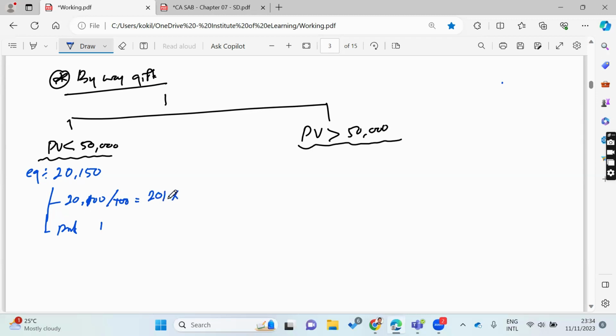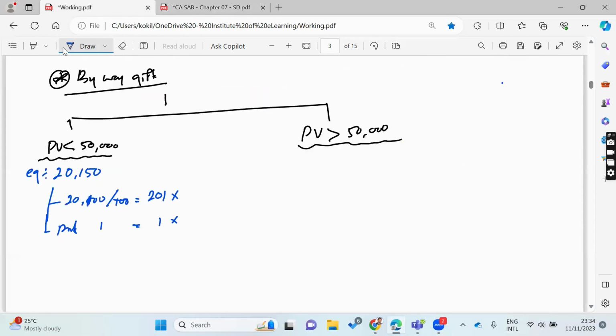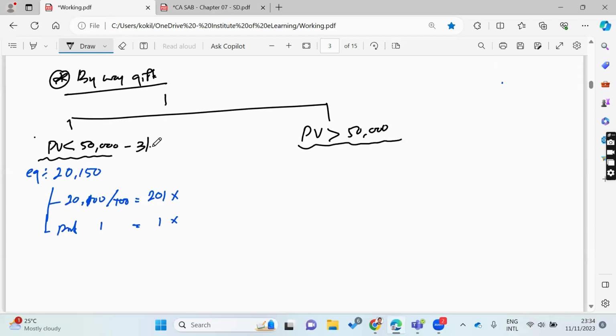Then here, another part is also 1. The stamp duty, it's clear, right? 3 rupee. Here also you can write down the property value here, 3 rupee.